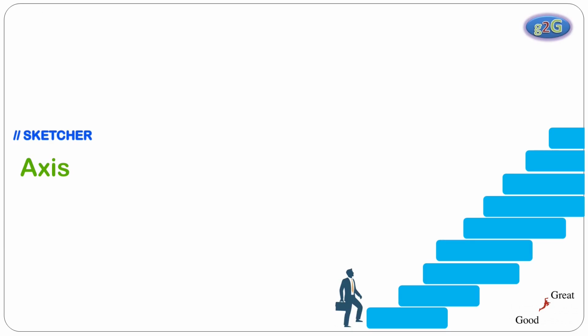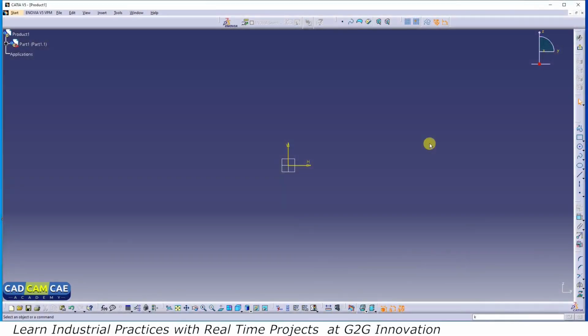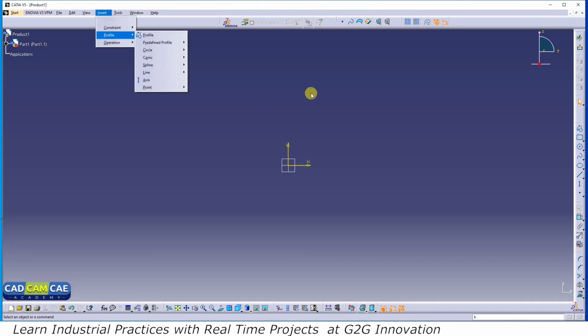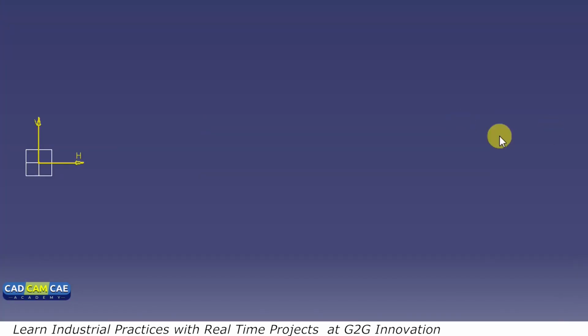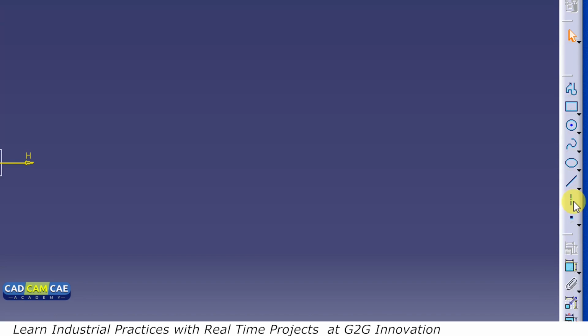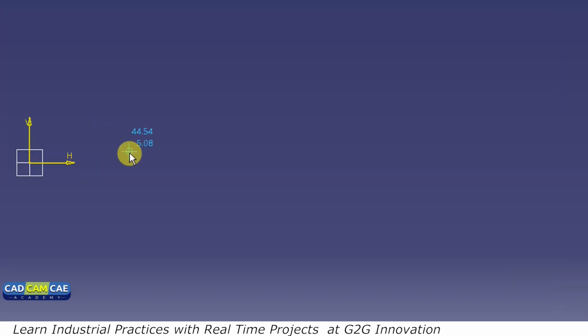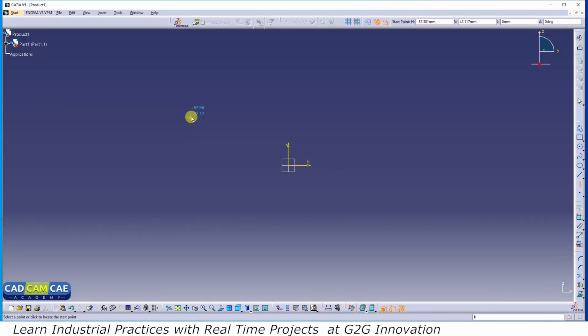In order to draw an axis, we need to enter Sketcher. Once we are in Sketcher, you can click on Insert, Profile. Here you can find the axis command. You can also find the axis command on the right side toolbar. In order to draw the axis, click on this command. Select the endpoints of the axis and you can see the axis is drawn.